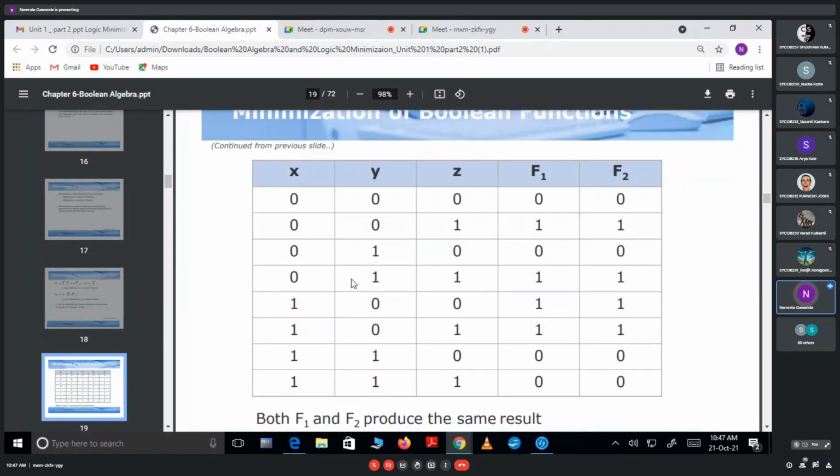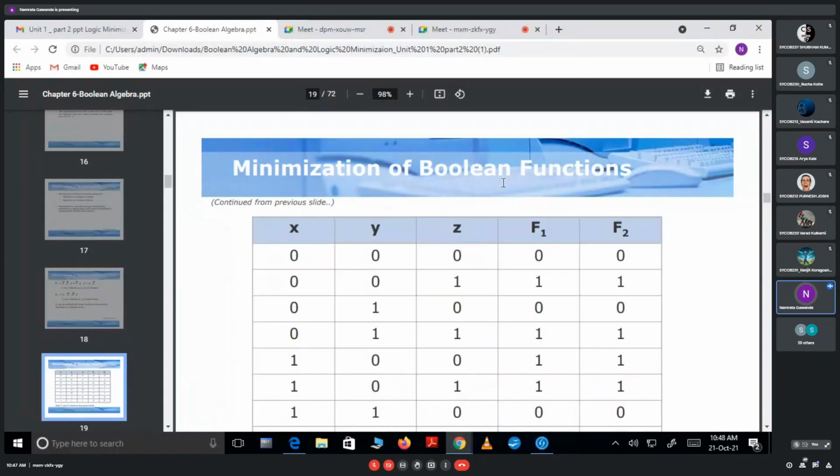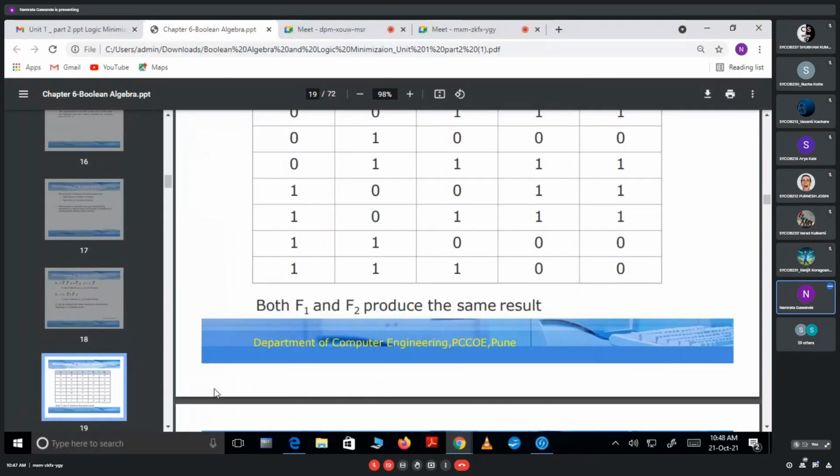So here it is calculated in terms of the truth table. 0, 0, 0. What is the value of F1 and what is the value of F2? Why is it calculated? Because it is given here. Based on this equation, these values are calculated.